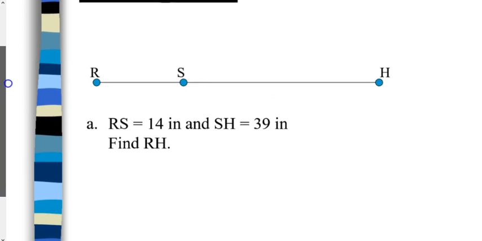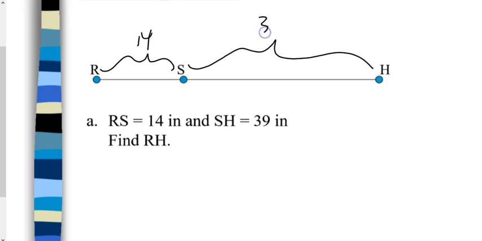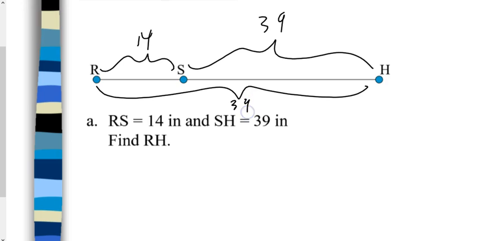Okay, next example. If RS is 14 and SH is 39. Now, what I'm saying, paying attention is, I could have given you SH, I could have given you RH. And that's why it helps to put these little markers and put the numbers in. Because if I would have said RH was 39, you'd want to do this. And then it'd be a subtraction problem. But it's not, because I'm giving you both pieces.